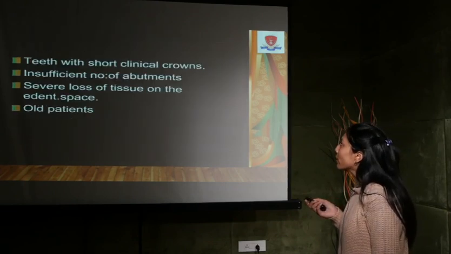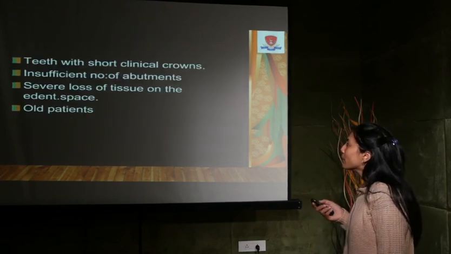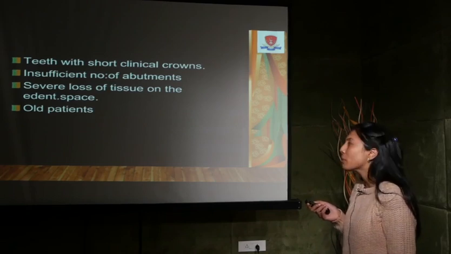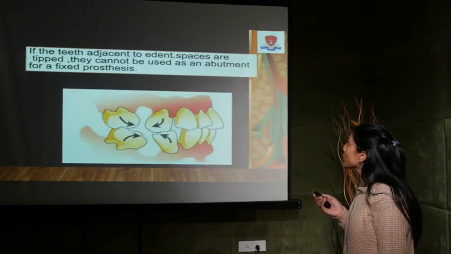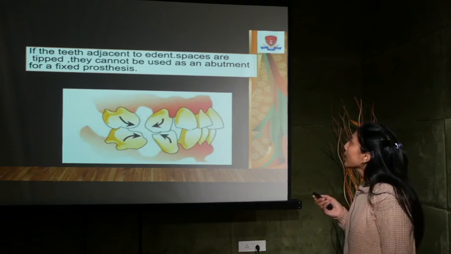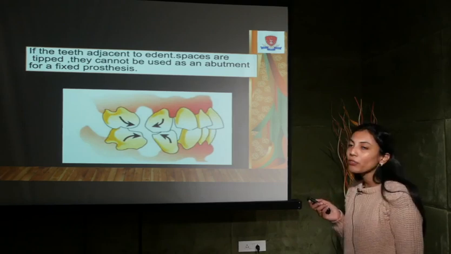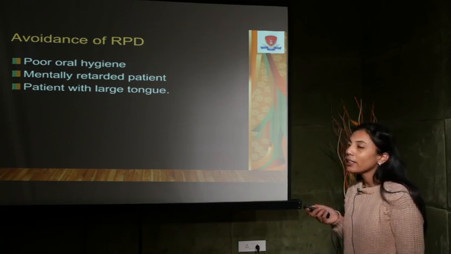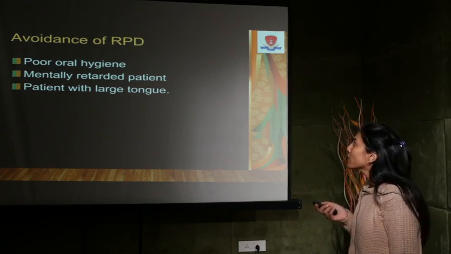Teeth with short clinical crowns, insufficient number of abutments, severe loss of tissue in the edentulous space, or older patients. If the teeth adjacent to the edentulous space are tipped, they cannot be used as an abutment for a fixed prosthesis. Contraindications of the RPD include poor oral hygiene, mentally retarded patients, or patients with a larger tongue.